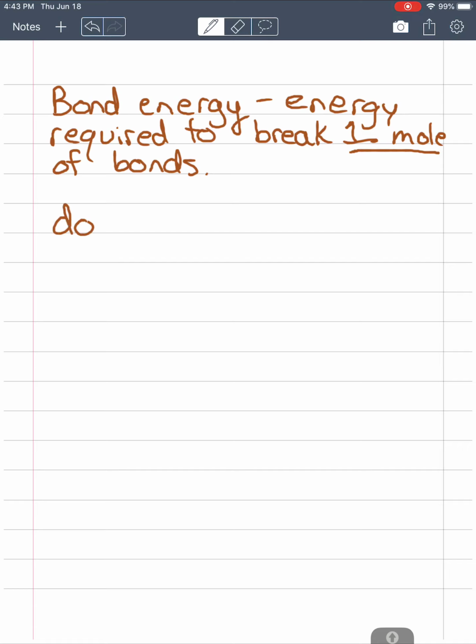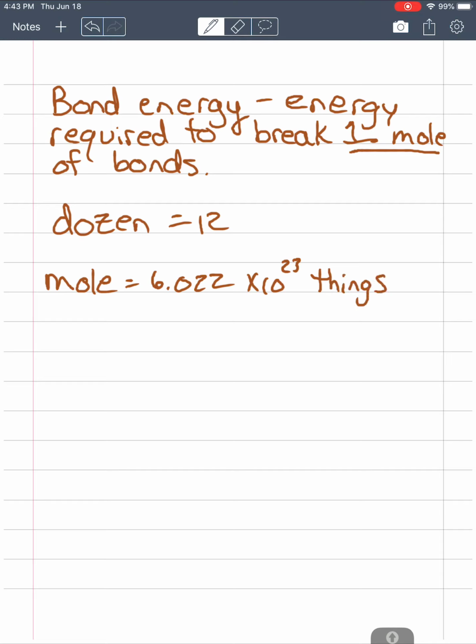A number of things, just like a dozen. So if you have 6.022 times 10 to the 23rd bonds, the energy required to break all of them is called the bond energy. Stronger bonds are more stable.